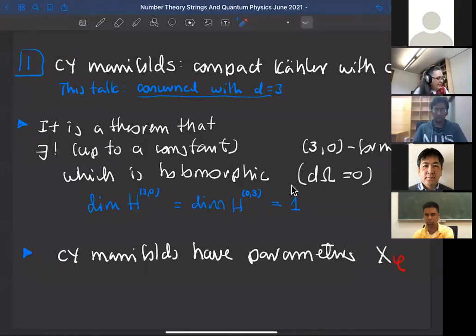The other one is the fact that Calabi-Yau manifolds have parameters; they come in families. Because they are complex and Kähler, they have complex structure parameters and Kähler class parameters. Today we are going to be concerned mainly with the complex structure parameters. And this phi denotes the fact that we are working in families.